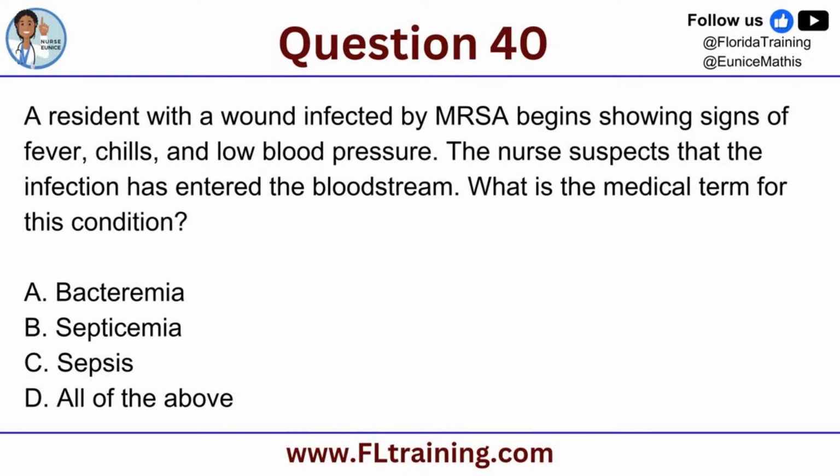All right, question 40. A resident with a wound infection by MRSA begins showing signs of fever, chills, and low blood pressure. The nurse suspects that the infection has entered the bloodstream. What is the medical term for this condition? A, bacteremia, B, septicemia, C, sepsis, or D, all of the above.